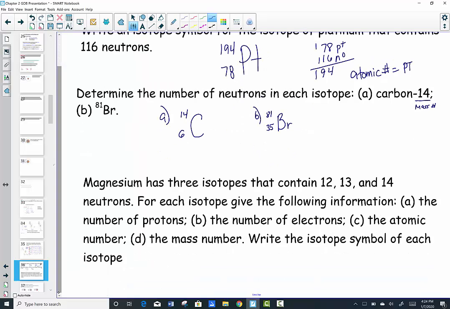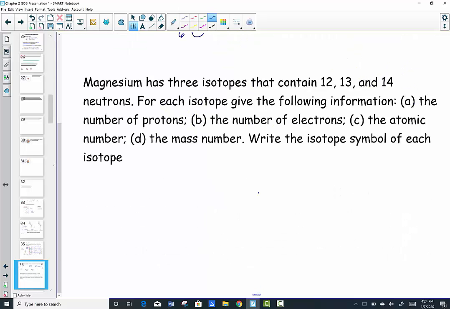And let's practice one more together here on this page. Magnesium has 3 isotopes. So I know that I'm going to end up writing 3 elemental symbols in standard form for magnesium. The first contains 12 neutrons. The next contains 13 neutrons. And the next contains 14 neutrons. For each of these isotopes, give the following information. All right. And then use it to write the symbol.